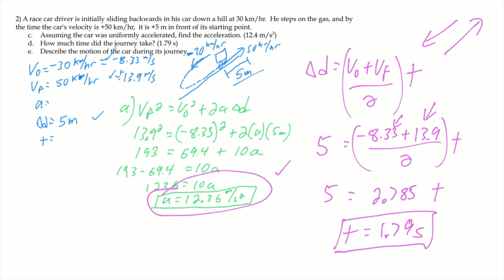The last question is asking about the motion. I kind of described it earlier, but just to reiterate, you're heading downwards. We're going to be slowing down on our way down. We're eventually going to stop right here, and then we're going to head back up, speeding up, and then we end up 5 meters ahead of where we started. All right, next question.